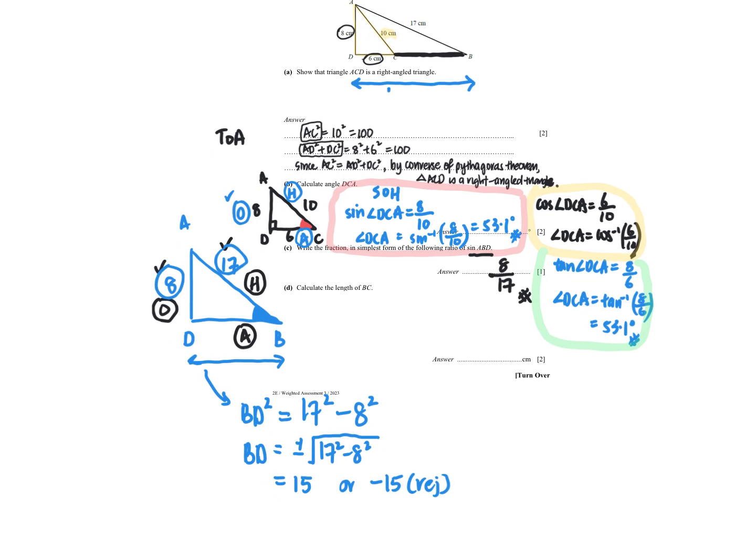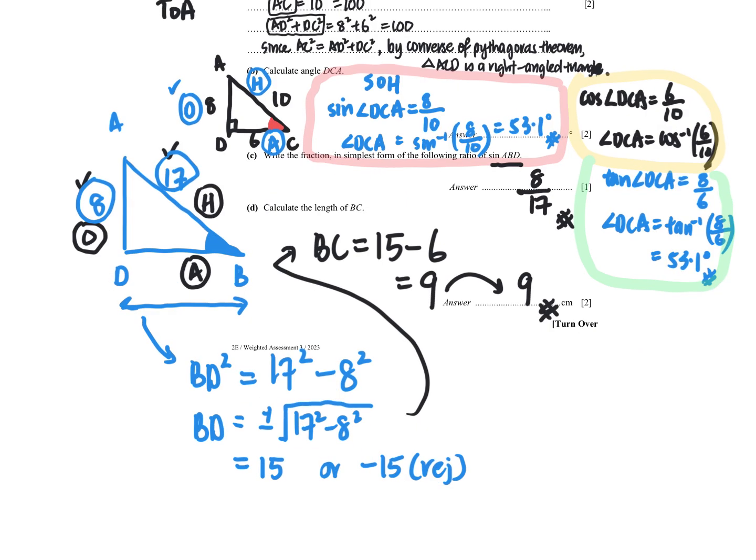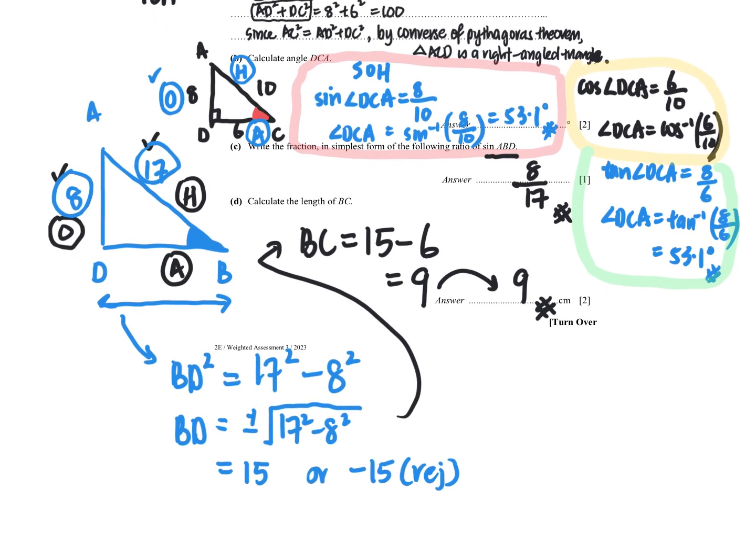So if this is 15, this part here is 6. Can I find this? How to find? BC is just 15, take away the 6. So it's just 9 cm. Okay? Let me zoom in so you can take your time and copy.